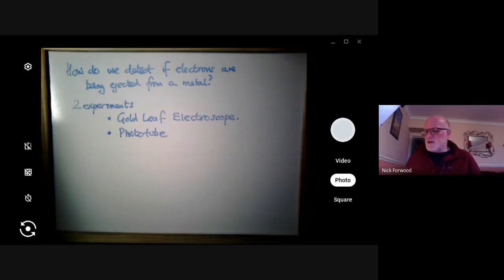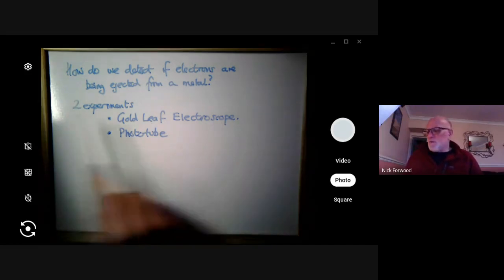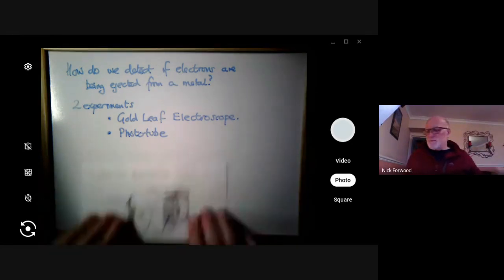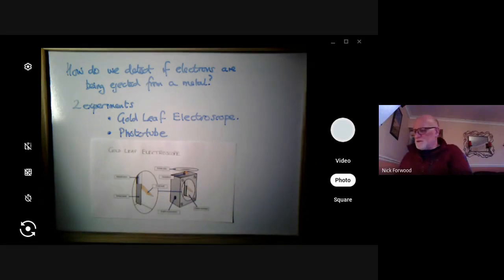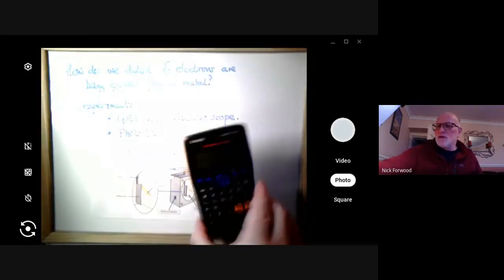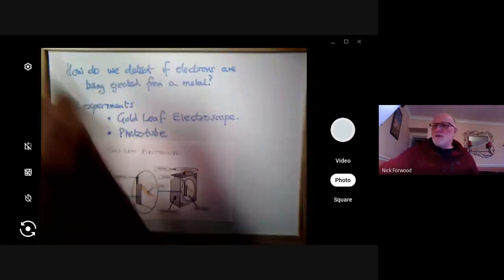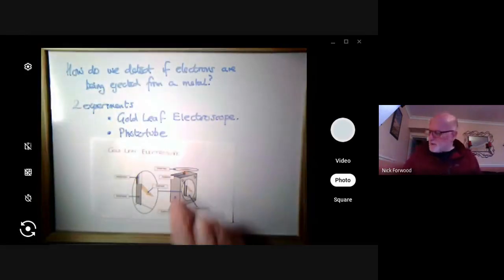Well, better than imagining things, we're going to have a look at the gold leaf electroscope. I've got a picture here which I'm going to put just here, and there is a video for you to watch as well. But a gold leaf electroscope is a box. It's not a particularly big box. It's not much bigger than, say, a calculator. It's a box about the same height and width as a calculator that stands up there.